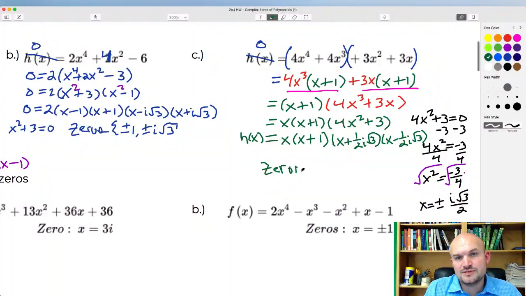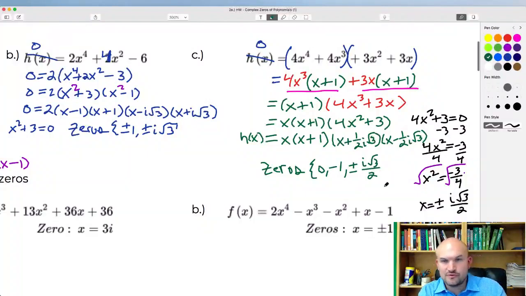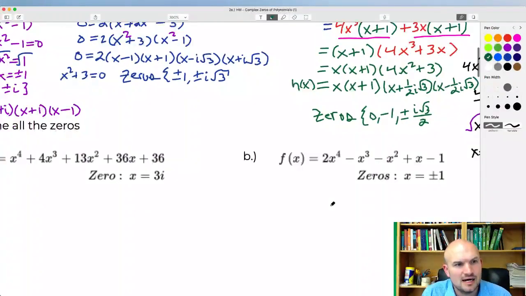And then my zeros in this case are just going to be 0, negative 1, and plus or minus i square root of 3 over 2. You could write it as i square root of 3 over 2, or just put the 2 in front as a multiplication right there. All right, working on the next one.